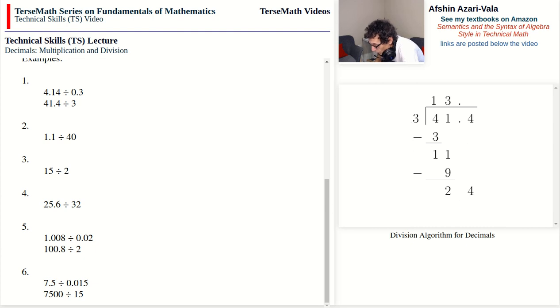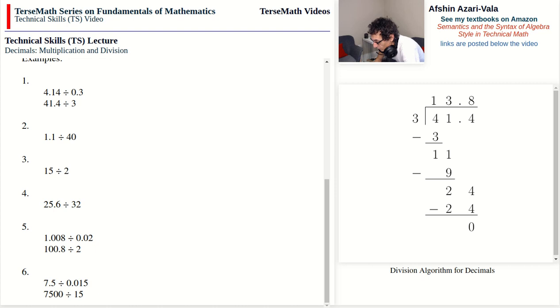Keep in mind, you do not pull the decimal point down. 3 into 24 goes 8 times. 8 times 3 is 24, and we subtract to get 0. And we're done. So the answer to problem 1 is 13.8, and the answer to both of these divisions is 13.8.